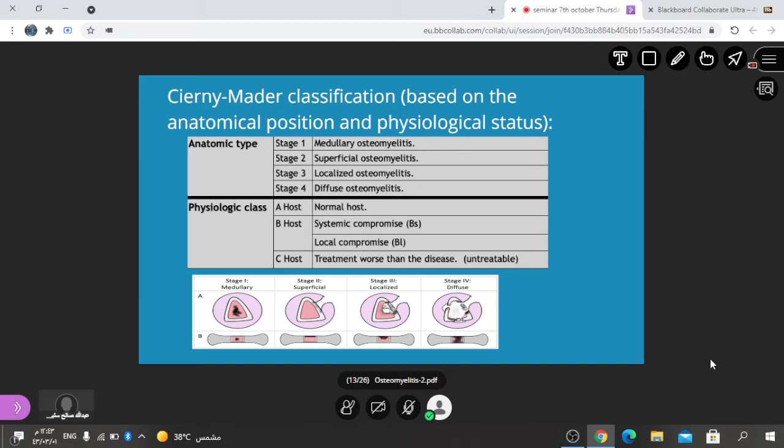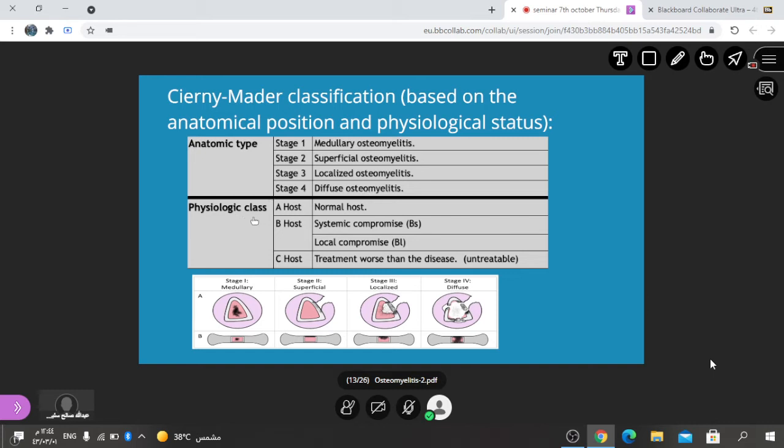Then we have stage 3, which is localized osteomyelitis. It affects the full thickness of the cortex, but in a local area, and can be easily removed, and the bone is still stable. This is very important because in stage 4, diffuse osteomyelitis, we have loss of bone stability. It could be before or after the surgery, after the debridement.